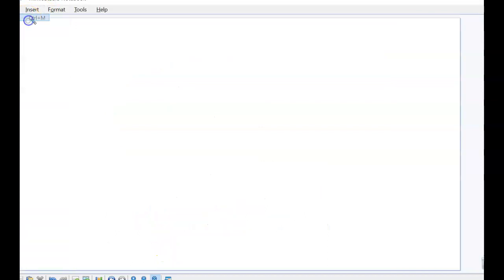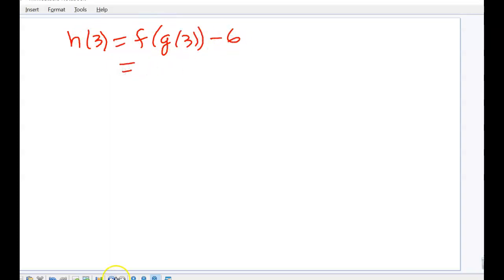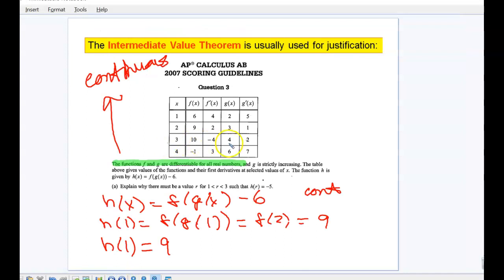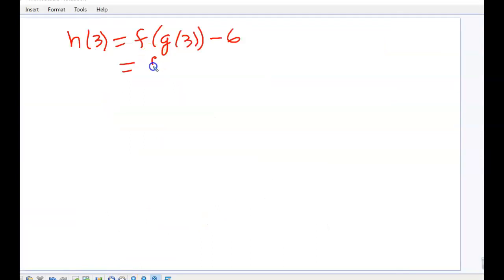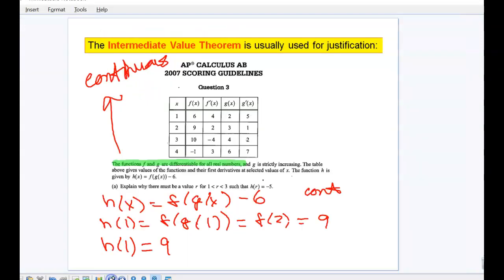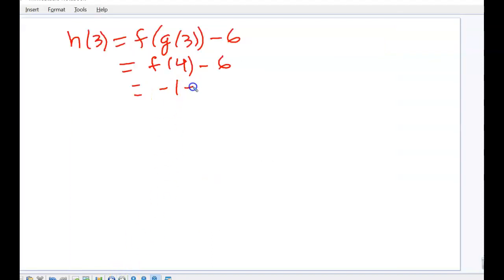So now I'm going to do the same thing for h(3), which is going to equal f(g(3)) subtract 6. Well, g(3) has a value of 4. This is really f(4) minus 6. And f(4) has a value of -1. So this is going to be -1 minus 6, which is -7. So h(3) is equal to -7.